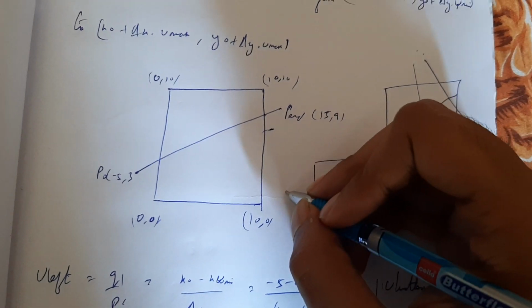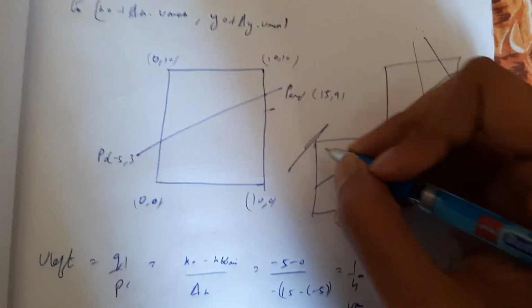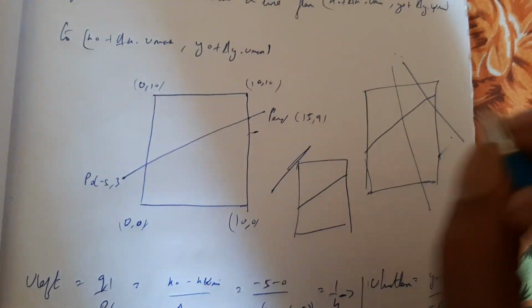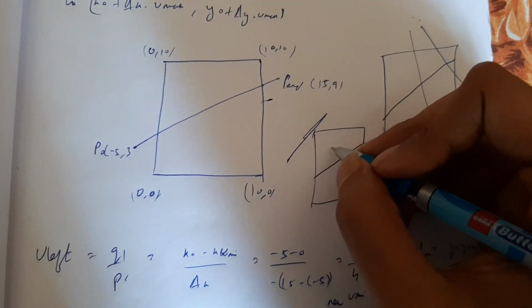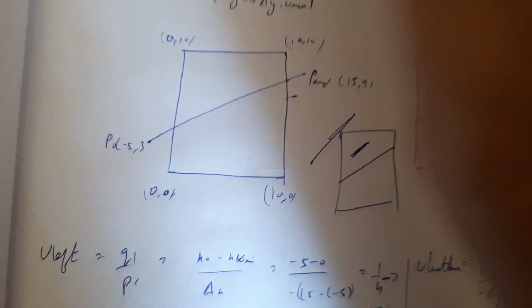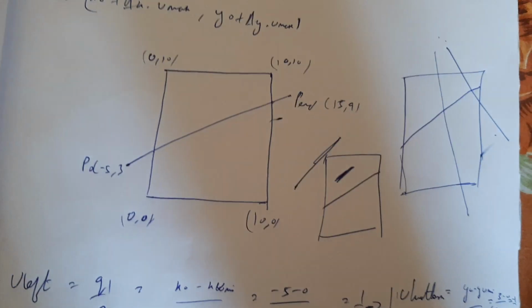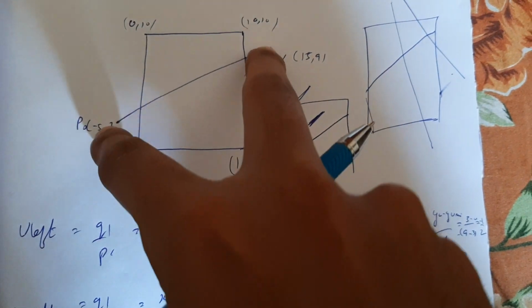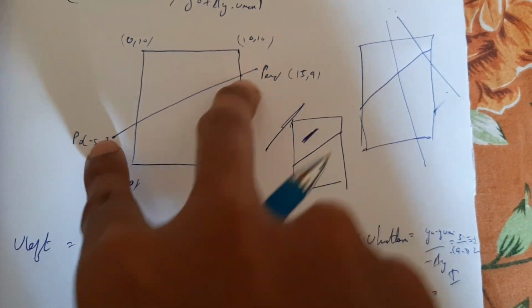You might have a doubt: what if the line is over there? Then your algorithm would fail. You would get a null value, and nothing would change. And if the line is already inside, there's no change, so you don't need to clip it. This is just for cases when the line is outside the boundary and needs to be clipped.